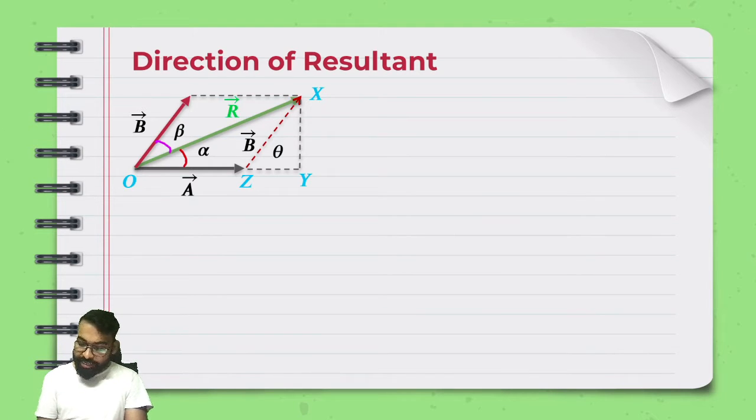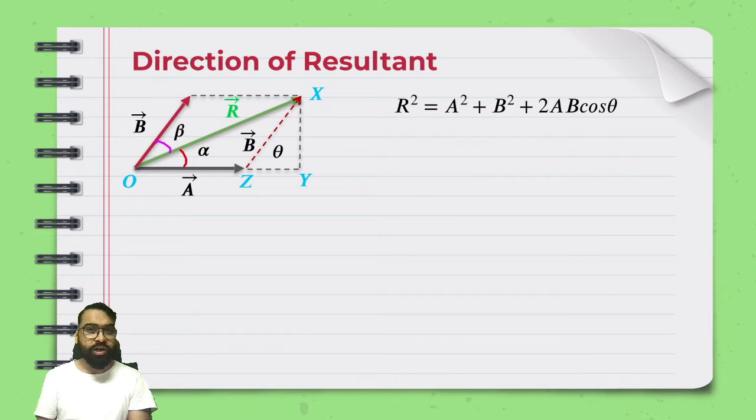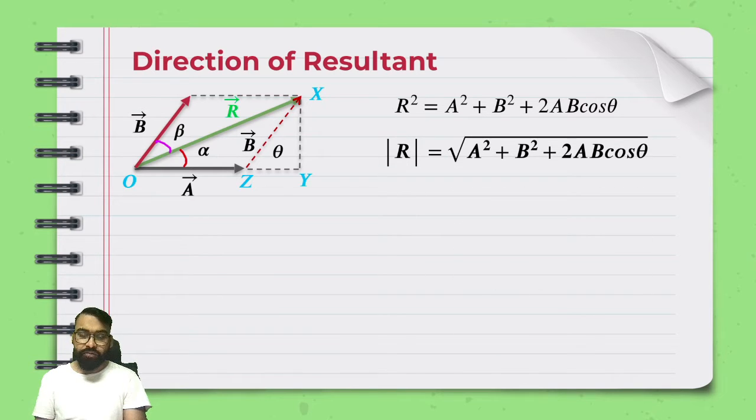So what will I say next? I will first of all say that we knew this formula: R squared equals A squared plus B squared plus 2AB cos theta. So the next thing I can say is that the magnitude of R turns out to be the square root of A squared plus B squared plus 2AB cos theta. Something we have already known.